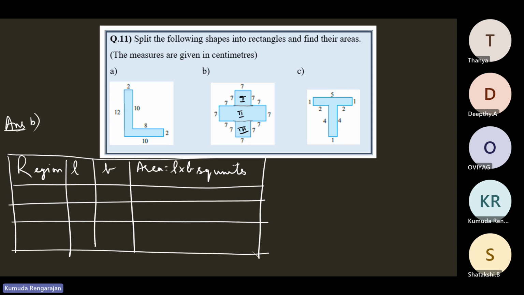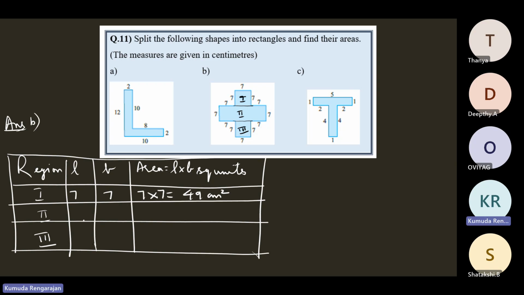Yes, Satakshi. Region 1. Yeah, tell me. Ma'am, region 1's length is 7, ma'am. Very good. And the breadth is also 7, ma'am. Okay, is it a square or a rectangle? It is a square, ma'am. Correct. But you can use the formula length into breadth here also, correct? Yes, ma'am. Okay, so what's the area? 49 centimeters square. You must say 7 into 7, that is equal to 49 centimeters square. Okay, ma'am.